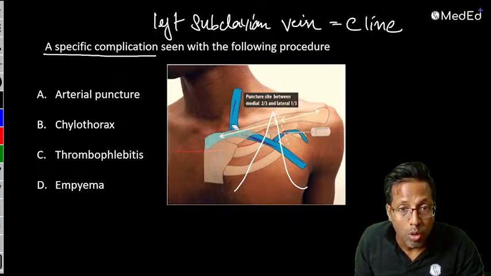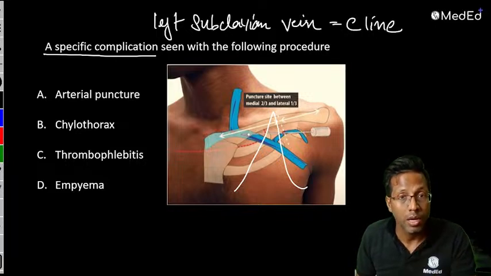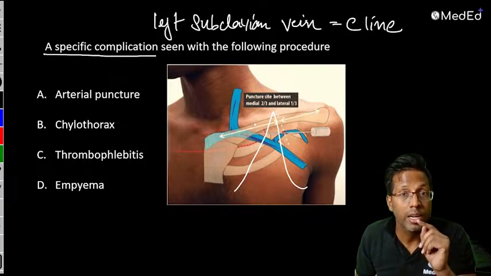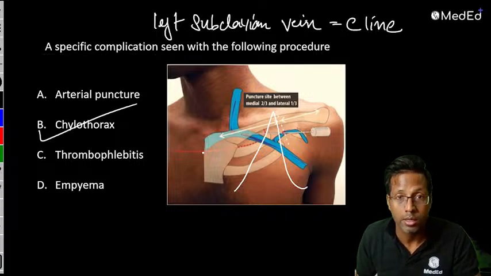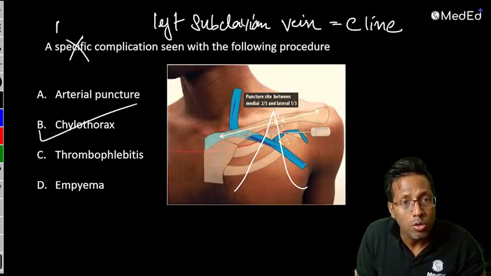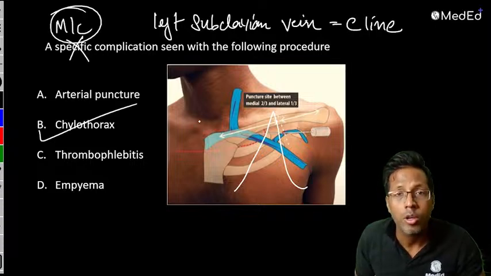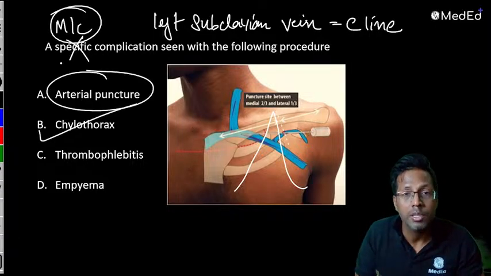So therefore, if you are puncturing the subclavian, you are putting a left-sided subclavian. A specific complication that can take place only on the left side, does not take place on the right side, is chylothorax. Okay. If they had asked you what was the most common complication with the following procedure, guys, then the correct answer becomes arterial puncture.